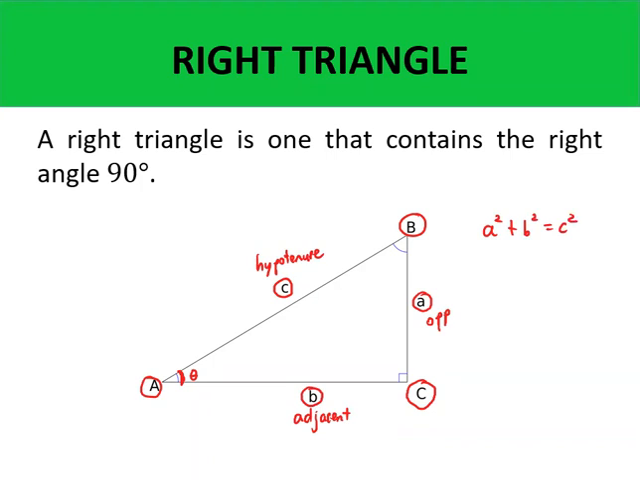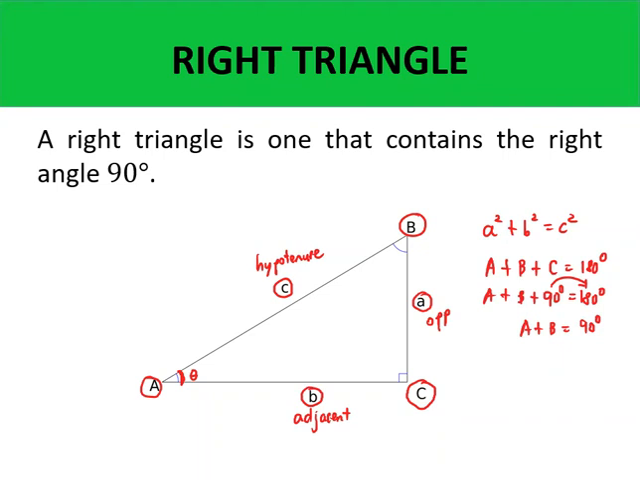Now, also, the sum of the interior angles of a triangle, A plus B plus C, is equal to 180 degrees. Since in this triangle the angle C is 90 degrees, then we have A plus B plus 90 degrees equals 180 degrees. So if we transpose the 90 degrees from the left side to the right side, then we have A plus B equals 180 degrees minus 90 degrees, which is 90 degrees.